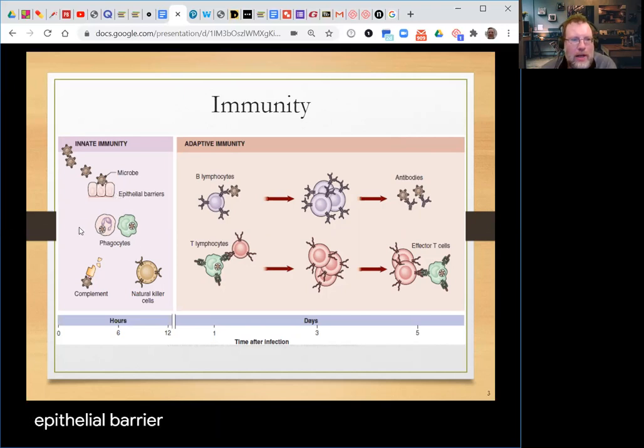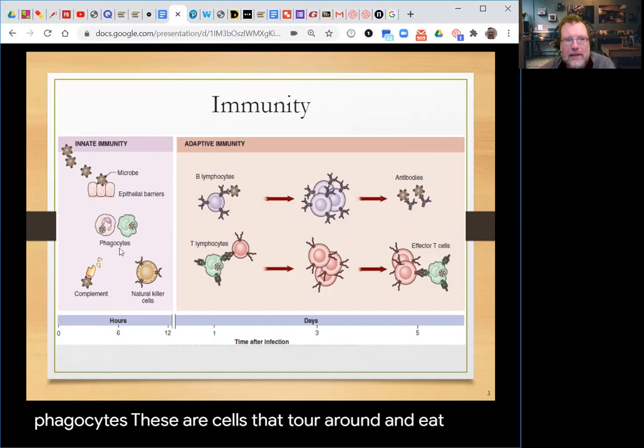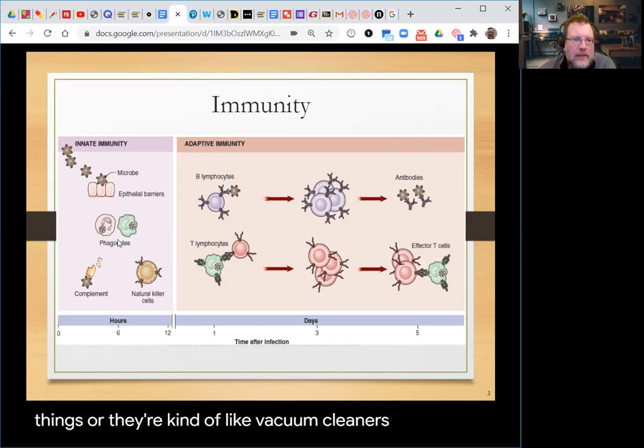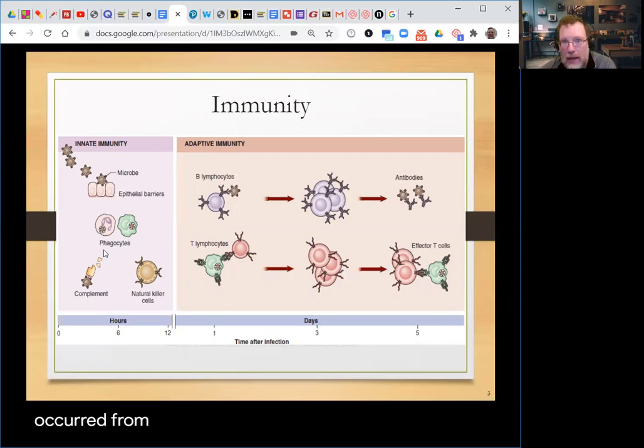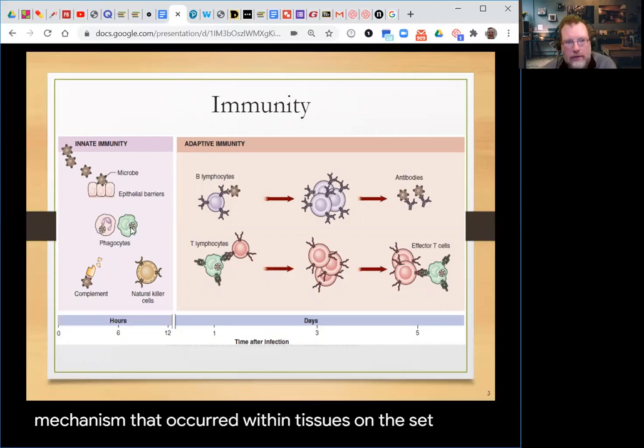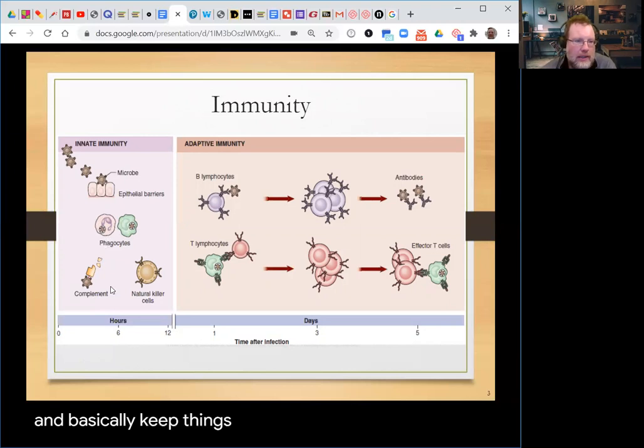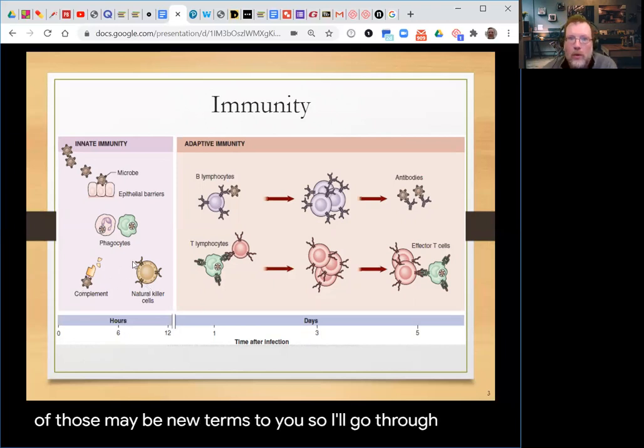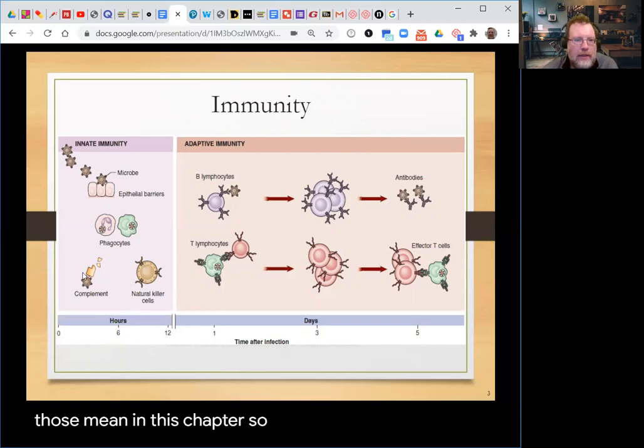So epithelial barriers. We also see what are called phagocytes. These are cells that tour around and eat things, kind of like vacuum cleaners. They are cleaning up cellular debris that occurred from apoptosis or some sort of digestive mechanism that occurred within tissues on the cellular level. So phagocytes are big eaters that go around and basically keep things clean. And then we see what are called natural killer cells and complement cells. Both of those may be new terms to you, so I'll go through what those mean in this chapter. But these are natural, innate immunity, non-specific.